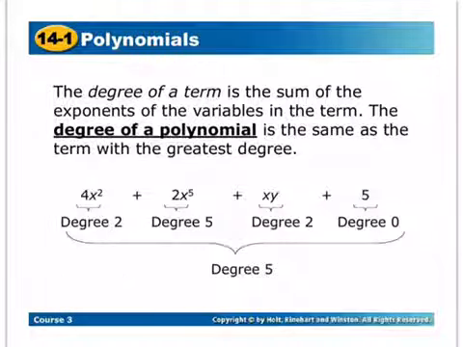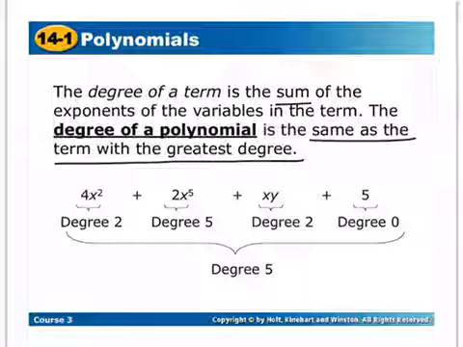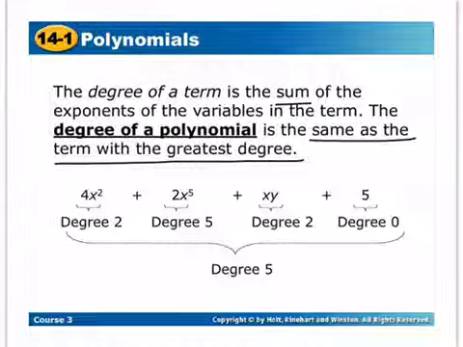Now let's talk about the degree of a polynomial, or in other words, the strength. The degree of a term is the sum of the exponents of the variables in the term. The degree of the polynomial is the same as the term with the greatest degree. So no matter how many terms there are, the term that has the highest degree value is the winner. That's the one that will be the degree of the whole polynomial.